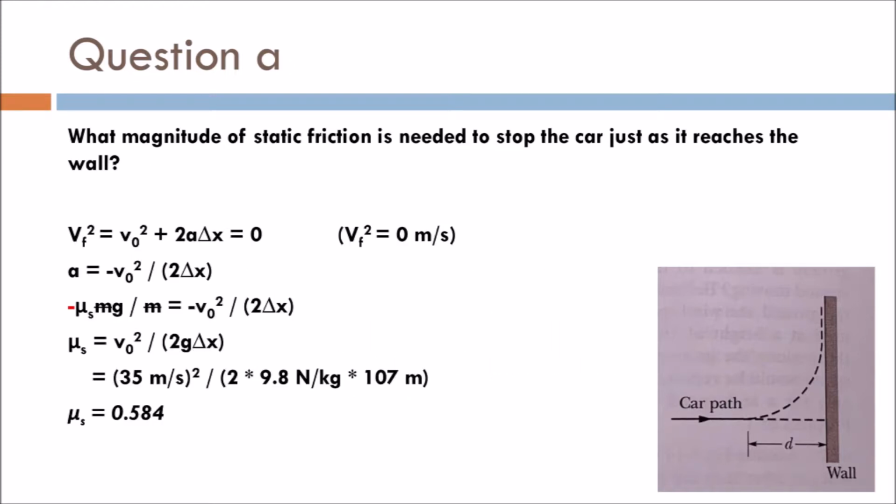We can use a commonly used formula that relates final velocity, initial velocity, acceleration, and displacement. We can replace acceleration with μs mg divided by m, and then solve for mu. Notice how a negative sign is added after replacing acceleration. This is necessary because acceleration is negative. Finally, we get mu equals 0.584.